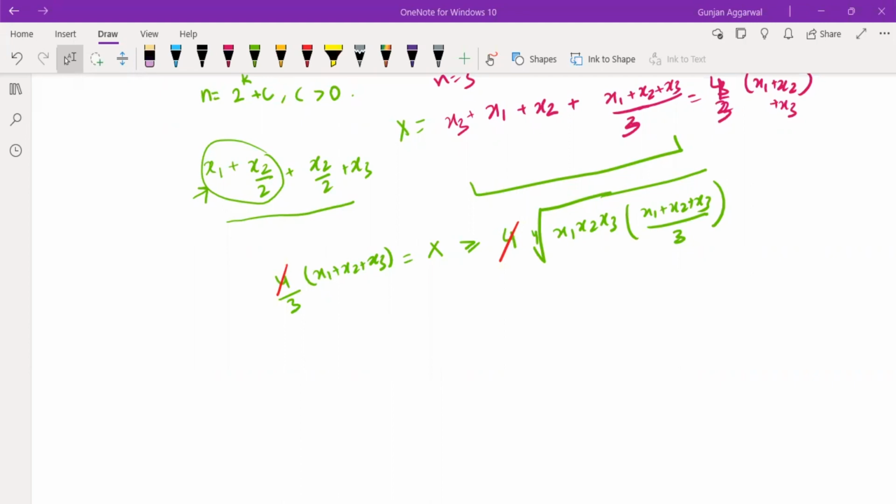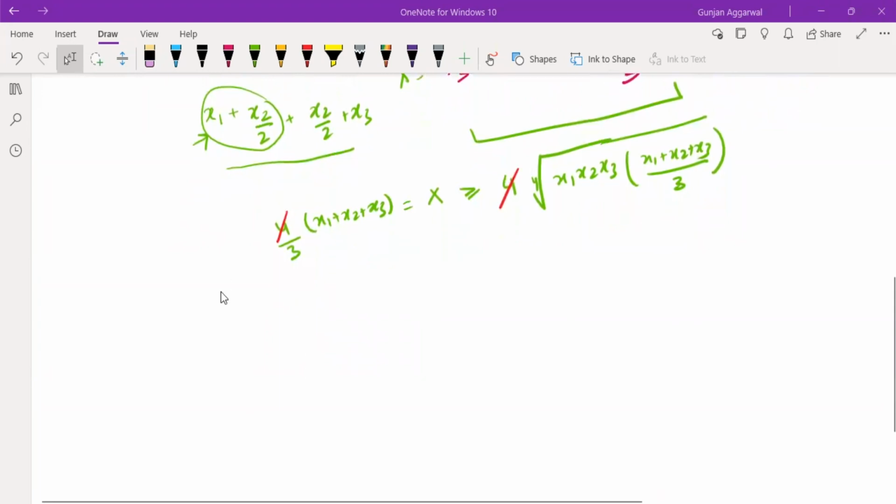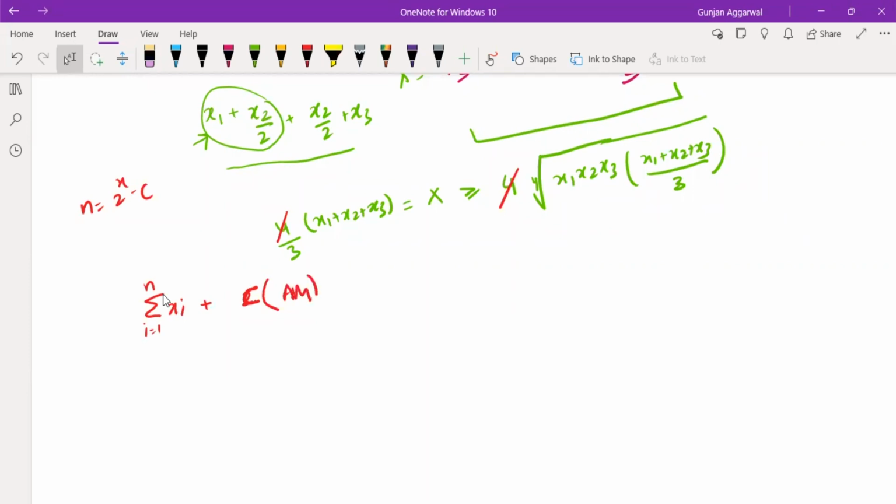So basically just add 2 to the power k plus 1 minus c times the arithmetic mean and take them. Yes, so you can prove it for n minus 1. Okay, n equals 2 to the power k minus c. So it's c times the AM of the things, greater than or equal, raised to n.